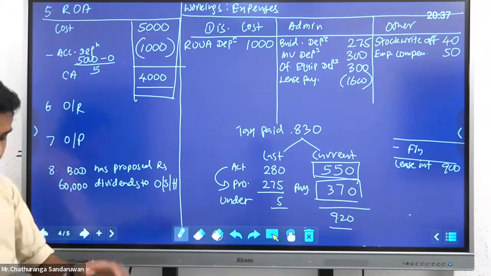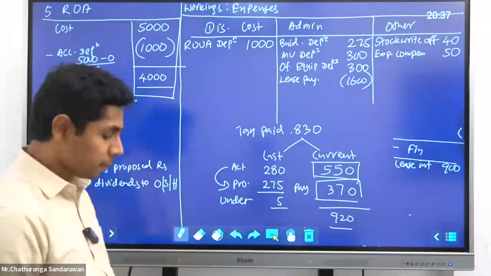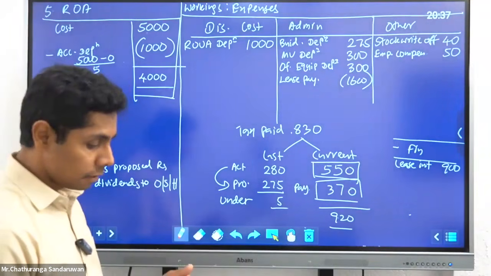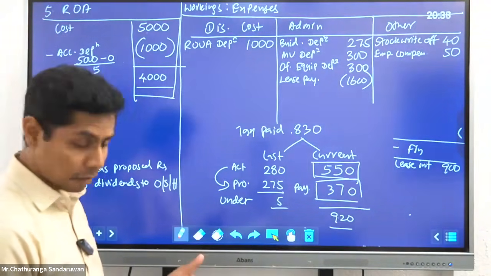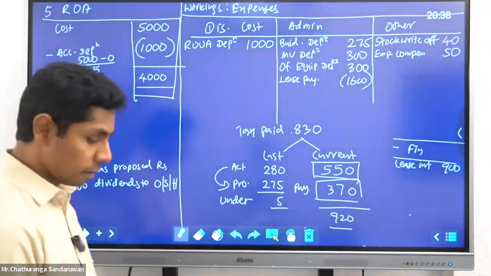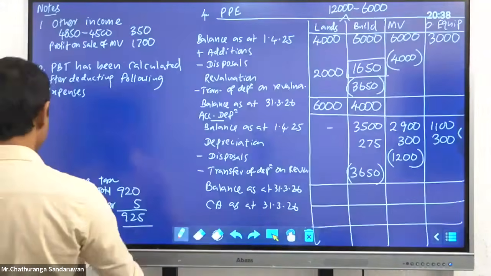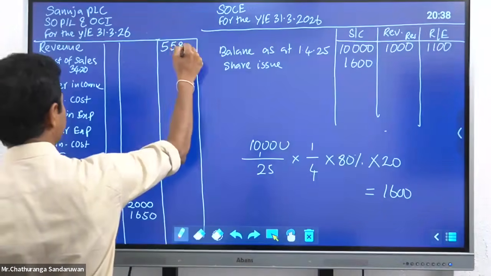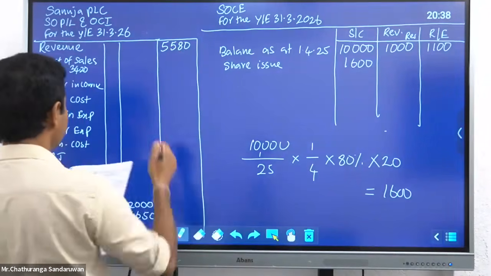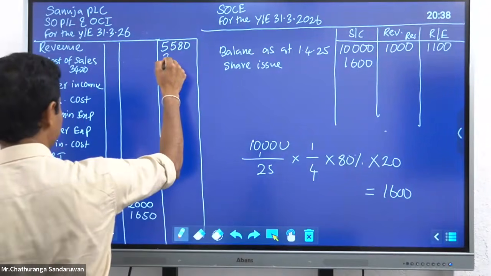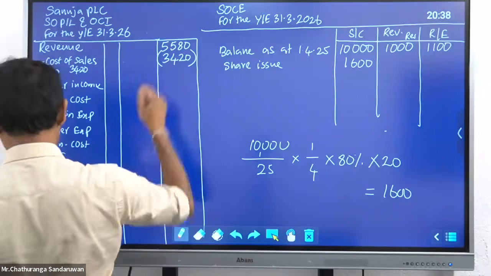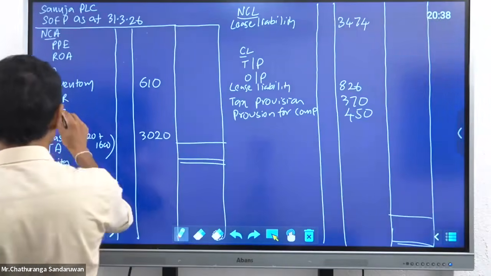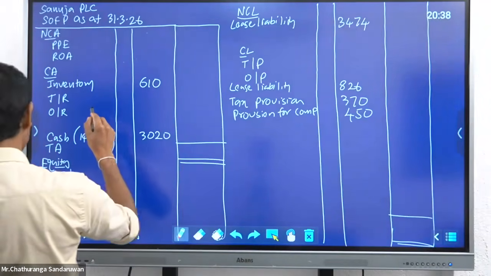Then we can take the other items from the trial balance. We will take it quickly. Property, plant and equipment we have taken. The right of use asset we have taken. Accumulated depreciation we have taken. Other income also taken. The inventory is taken. Sales 5,580. Cost of sales 3,420. No adjustment actually. And then trade receivables, no adjustment was there.